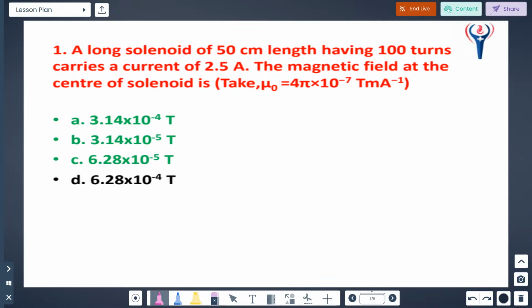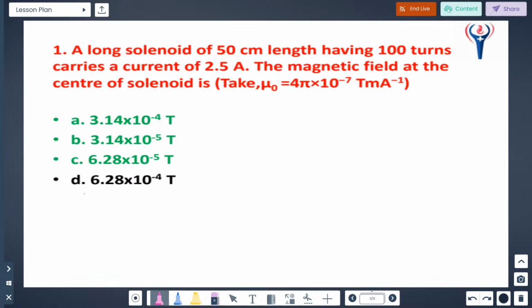A long solenoid of 50 centimeter length having 100 turns carries a current of 2.5 ampere. The magnetic field at the center of solenoid is dash. A, B, C, D option is given. I think most of the students found the answer. What is the correct answer? Option A, B, C or D? Yes, it's already I highlighted. D is the correct answer. Let's see how to find this.